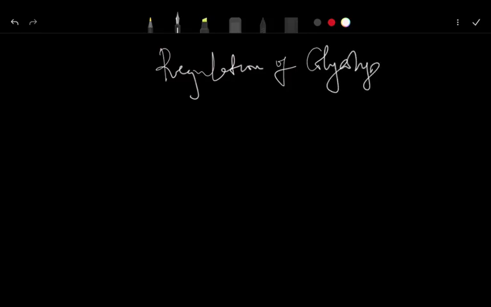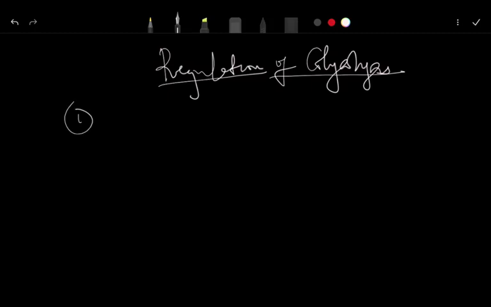Alright, so today we'll talk about the regulation of glycolysis. I already made you understand that there are three main steps in the glycolytic pathway. Only three steps are important to us, just three of them. And what are those three steps?